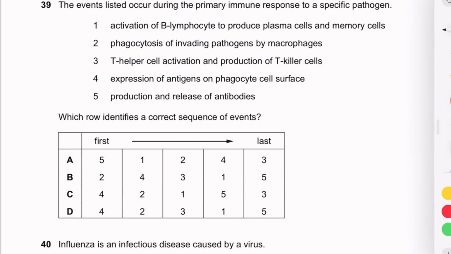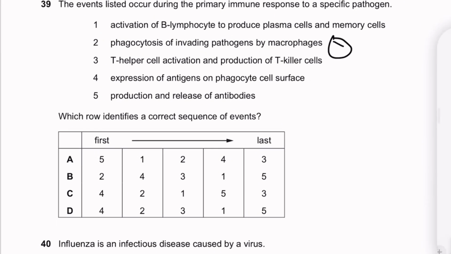D. Which events listed occur during the primary immune response to a specific pathogen? The activation of B lymphocytes to produce plasma cells and memory cells, phagocytosis of invading pathogens by macrophages. So that's going to be number 1 always. Phagocytosis is going to happen first, and then T helper cell activation, production of T killer cells, which come in maybe later on. The 4th option, expression of antigens on phagocyte cell surface. That is right. So the macrophage is going to turn into the antigen presenting cell. It's step number 2. And then T helper cell activation and everything.